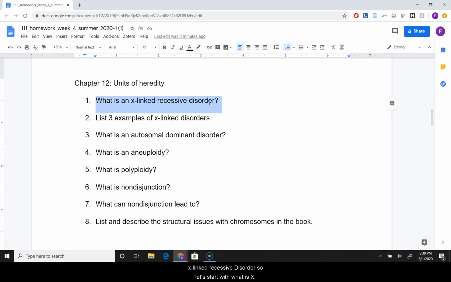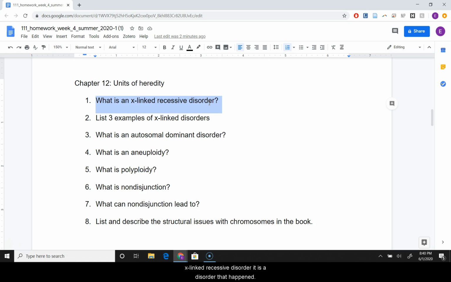What is an X-linked recessive disorder? Let's start with what is X-linked. X-linked disorders happen on your X chromosome. Everyone has at least one X chromosome. If you have two X chromosomes, you are a female. If you have one X chromosome and one puny little Y chromosome, you are a male.